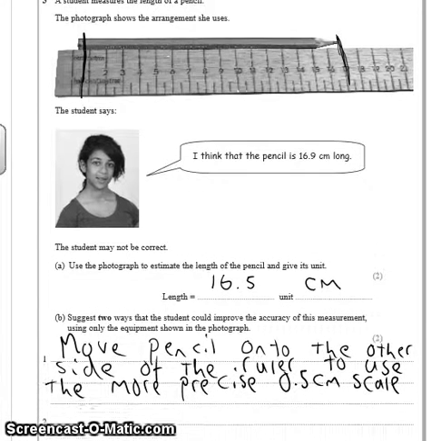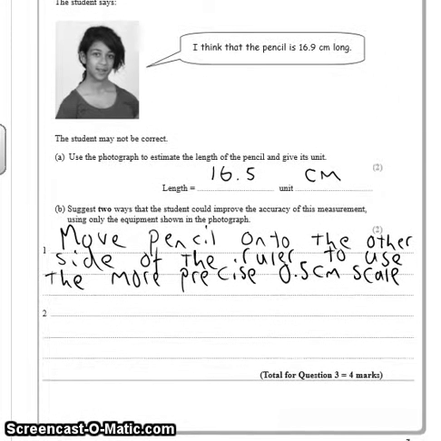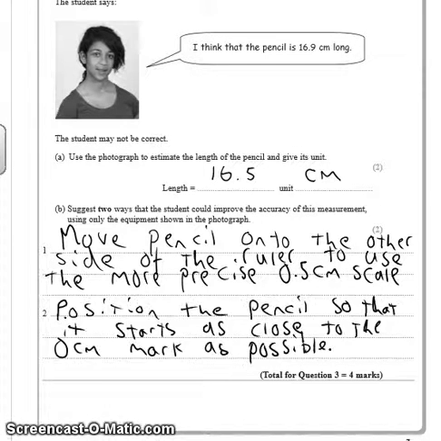precise 0.5 centimetre scale. The other thing you'll notice is that the pencil is not set at 0, okay, so we've got a kind of zero error as we measure. So I'm going to say position the pencil so that it starts as close to the 0 centimetre mark as possible.